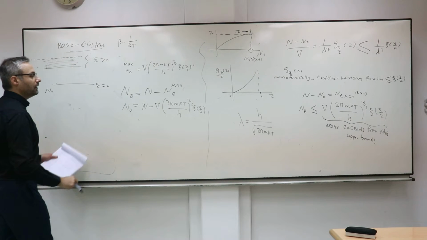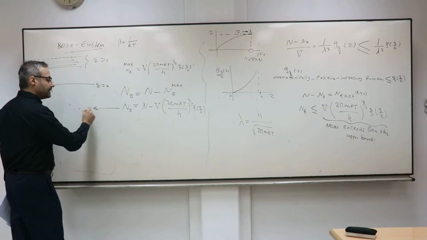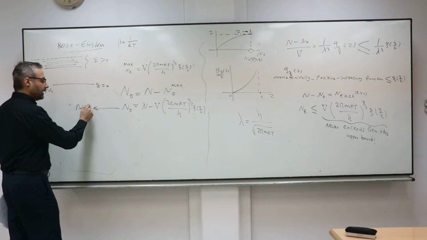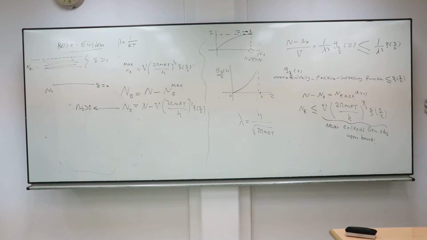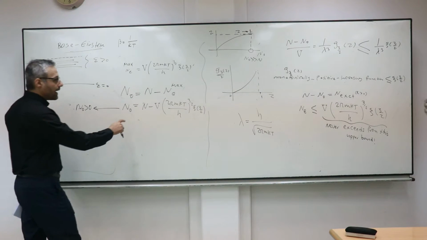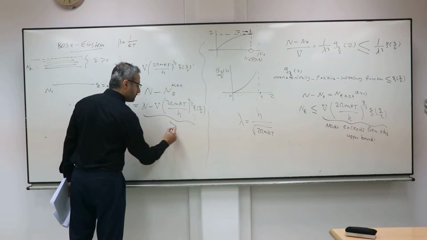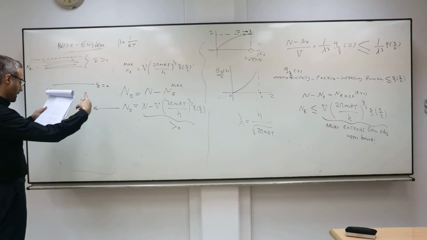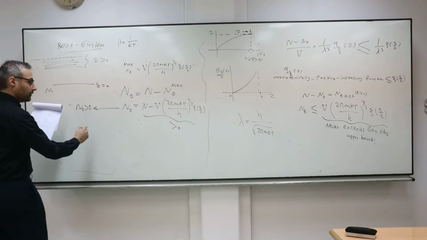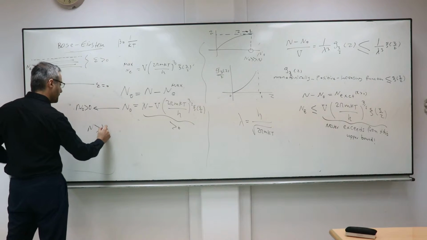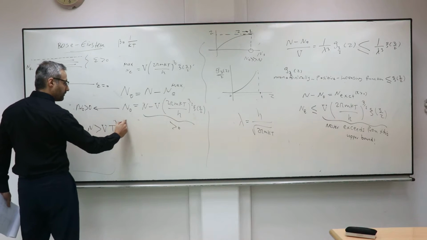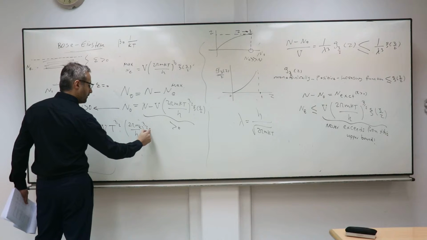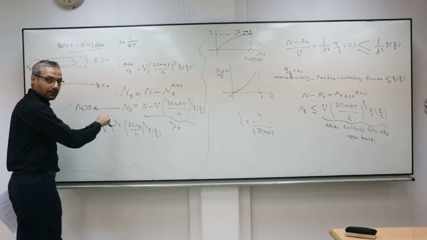When will this condition be meaningful? You know that N0 can never be a negative number. Huh? N0 should be some number greater than 0. So in this case, you have to set this greater than 0. Otherwise, it will be meaningless. If you set this greater than 0, you find that N should be greater than this number. Of course, it depends on the mass of the boson resistance.